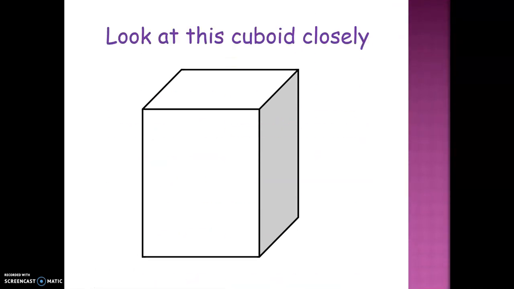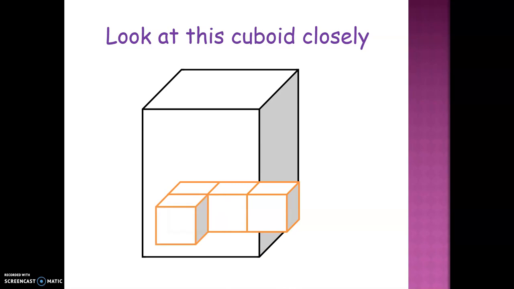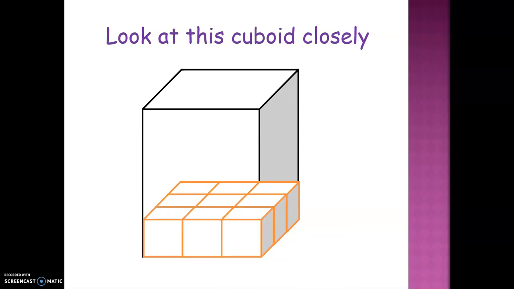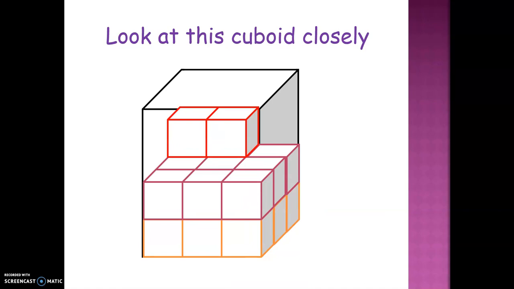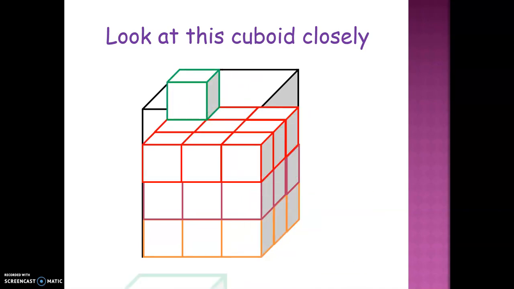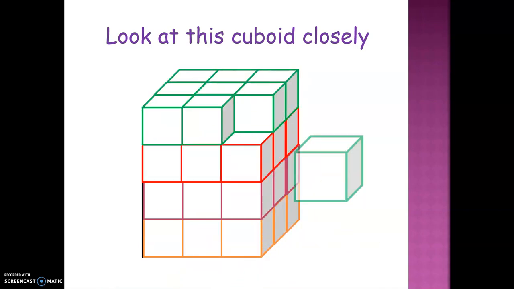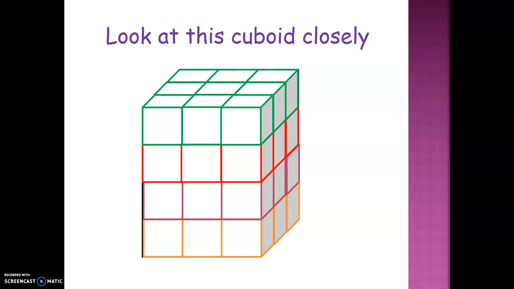Look at this cuboid closely. I'm going to fill it up with some unit cubes. The first layer has 3, 6, 9, 9 unit cubes. Likewise, I made the second layer. Now the third layer. Now the fourth layer. So what happens? We have 4 layers where each layer carries 9 unit cubes.